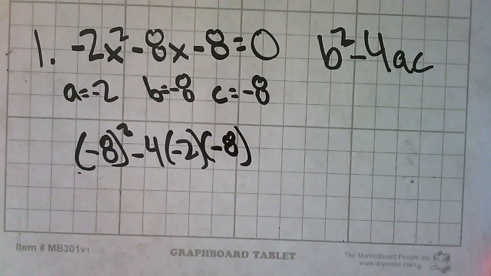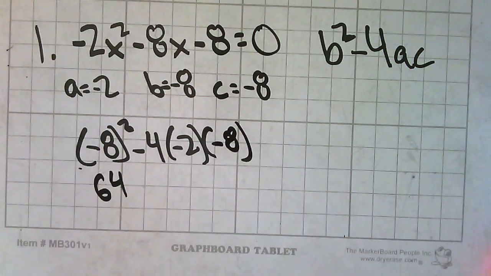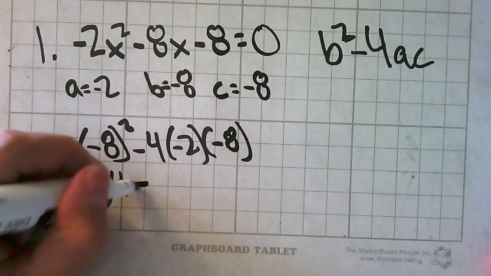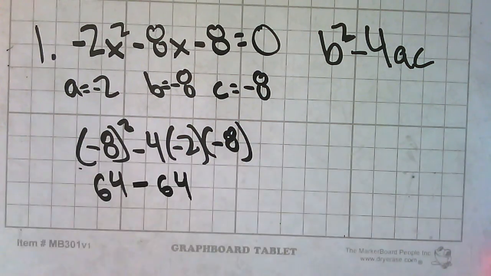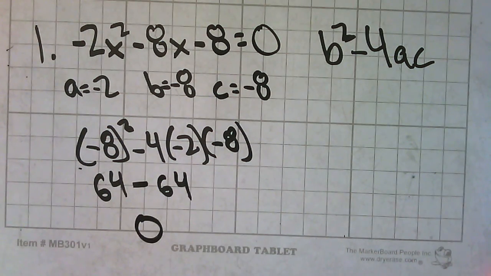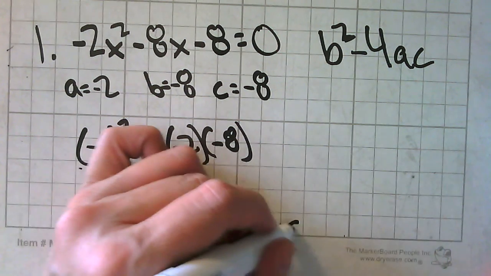Okay, we're going to evaluate this. So negative 8 times negative 8 is positive 64. And for this one, I'm going to use my calculator. Oh, no, I'm not. This is positive 8 times negative 8. It's going to be negative 64. 64 minus 64 is 0. So this tells me I'm going to have 1 real solution.